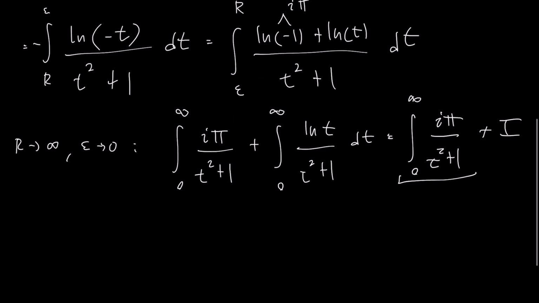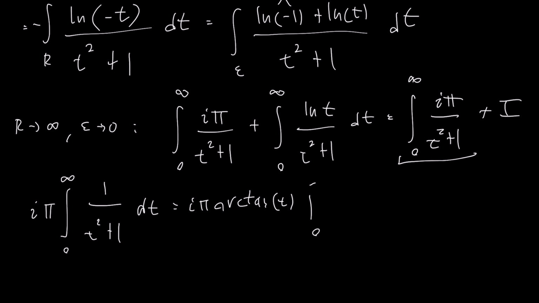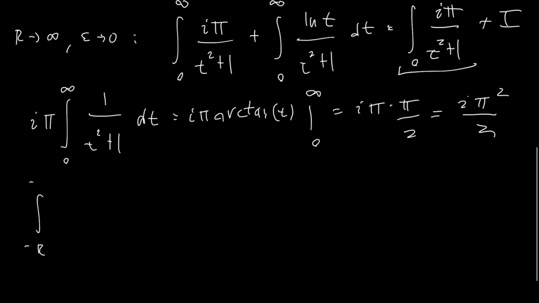And we have to evaluate this other integral, but that's a standard result. It will be i pi times the integral from 0 to infinity of 1 over t squared plus 1 dt, which is just i pi times the arctangent of t, evaluated from 0 to infinity, which is i pi times pi over 2, which is i pi squared over 2. So the integral from minus r to negative epsilon is just equal to i pi squared over 2 plus I. I'll finish up the board and we'll see the next integral.